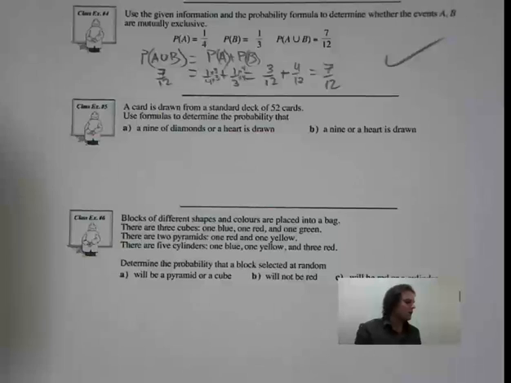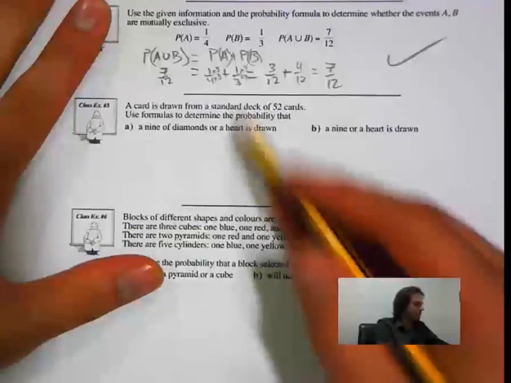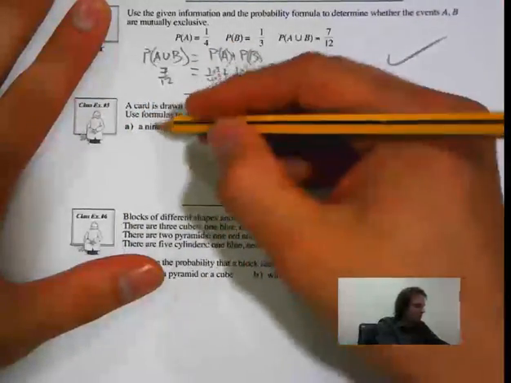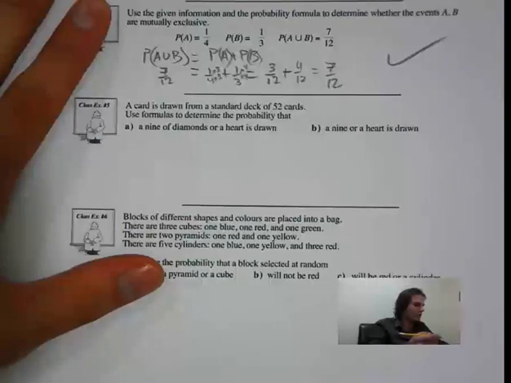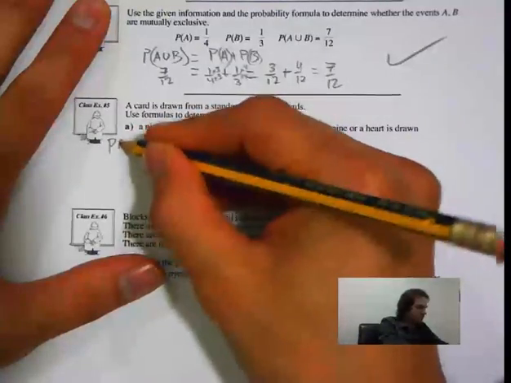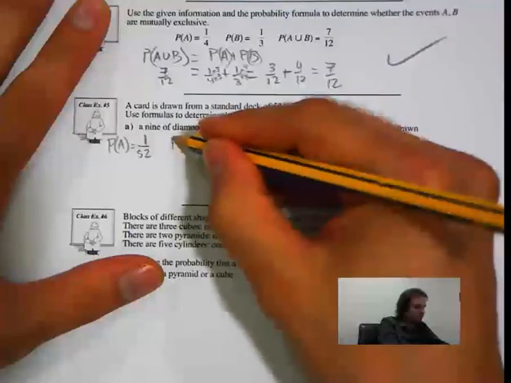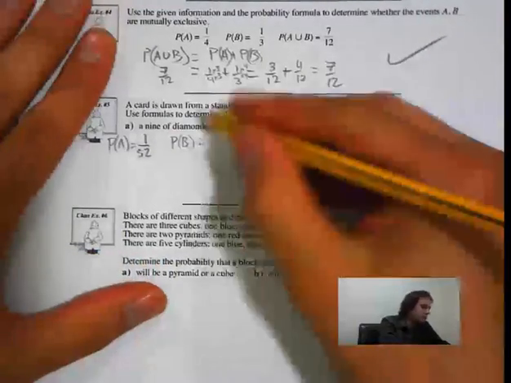Next one. A card is drawn from a standard deck of 52 cards. Use formulas to determine the probability that a 9 of diamonds or a heart is drawn. So, a 9 of diamonds or a heart. Well, that is automatically mutually exclusive, isn't it? What is the probability of getting a 9 of diamonds? Well, that's 1 out of 52. What's the probability of getting a heart? There are 4 suits, so that's 1 in 4.